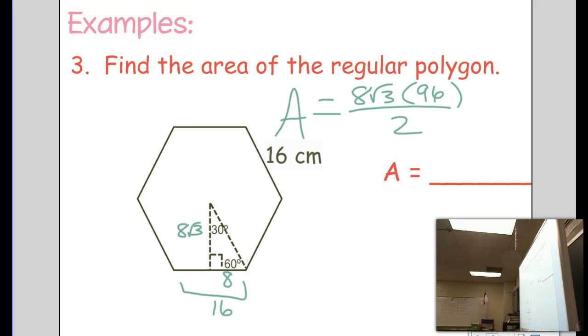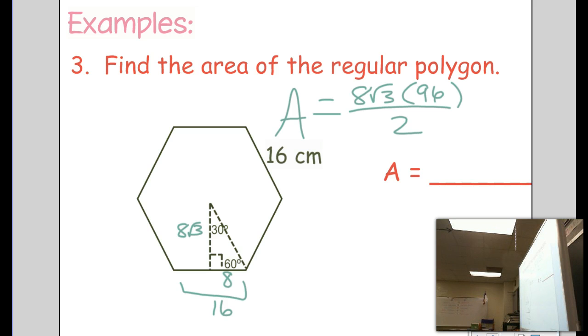Where'd your root 3 go? Root 3, you have to exit it. No, this is right. We're about to reveal it. There you go. And then you do times 96.